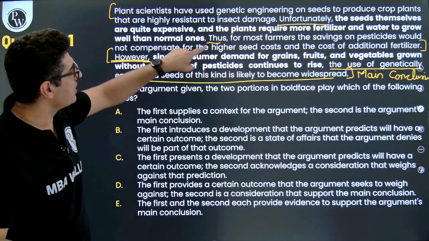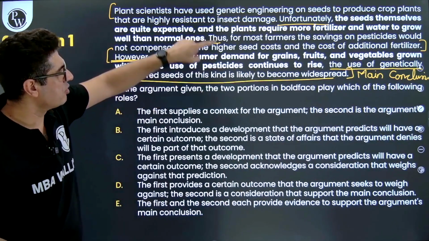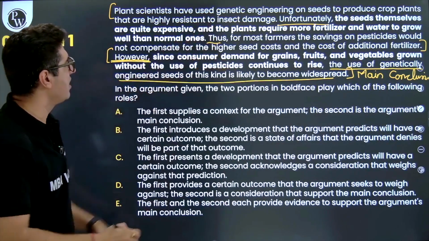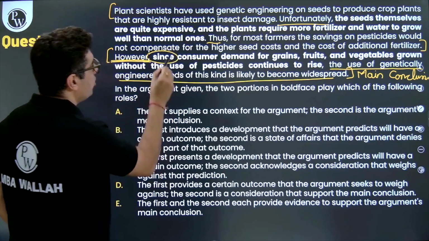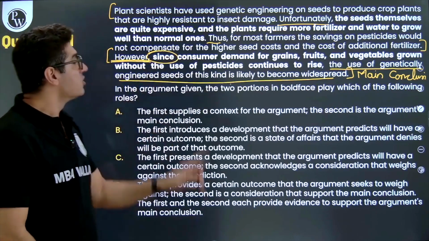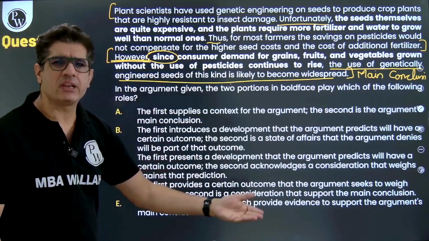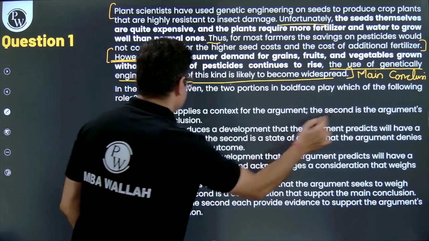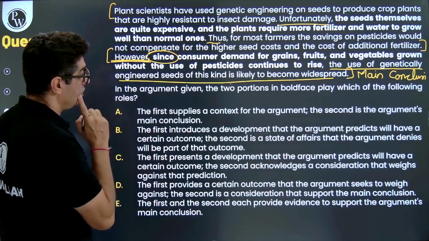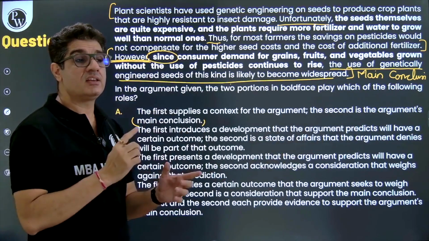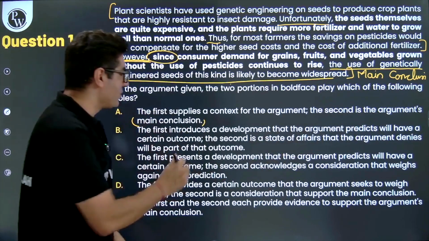And this conclusion and the first argument's conclusion happen to be contradictory. And it is very clear that the second boldface is essentially a premise used to support the main conclusion. So why not focus on this and eliminate some of these answer choices? Let's work. The second is the argument's main conclusion. No, it is not the argument's main conclusion. It is the premise that supports the main conclusion.